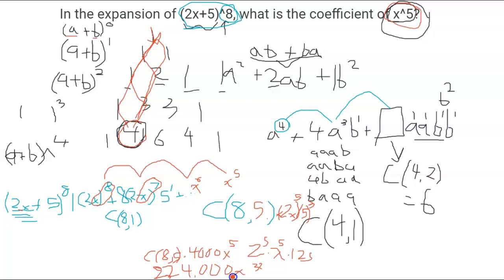X to the 5th. So that is the coefficient of x to the 5th. All right? It's all about counting those exponents, figuring out where you are, and then realizing, oh, combination, what row am I in, and what exponent am I using? I promised I'd talk about slightly more challenging items.